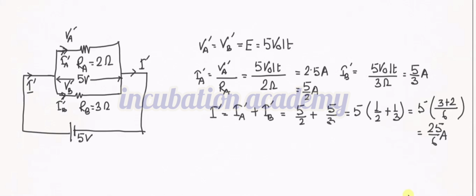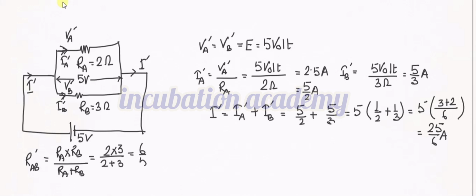We can also do it in a different way. We can also calculate the equivalent of RA and RB, and that is RA multiplied by RB divided by RA plus RB. We can do it in this way also. RA is 2, RB is 3, divided by 2 plus 3. So we can say this is 6 by 5 ohm. That is the equivalent resistance of RA and RB in this circuit.